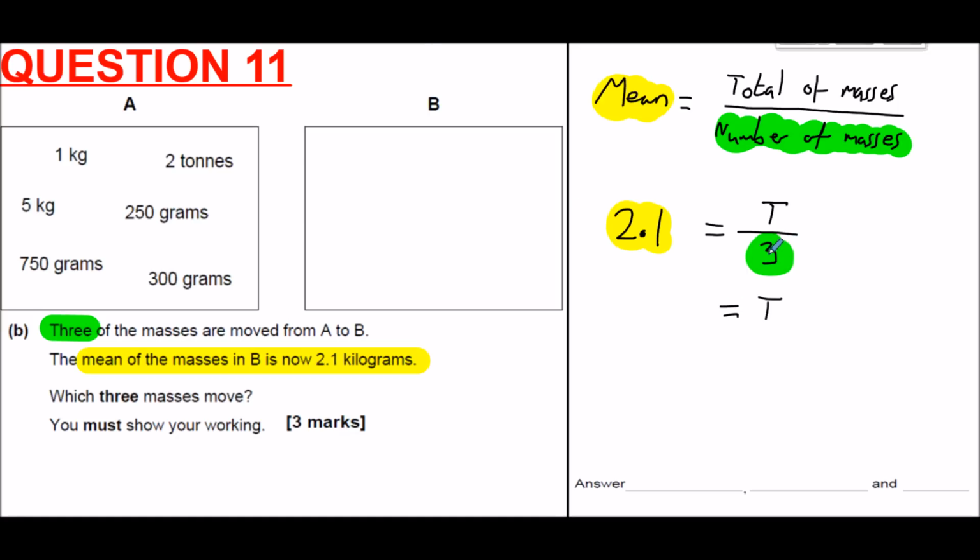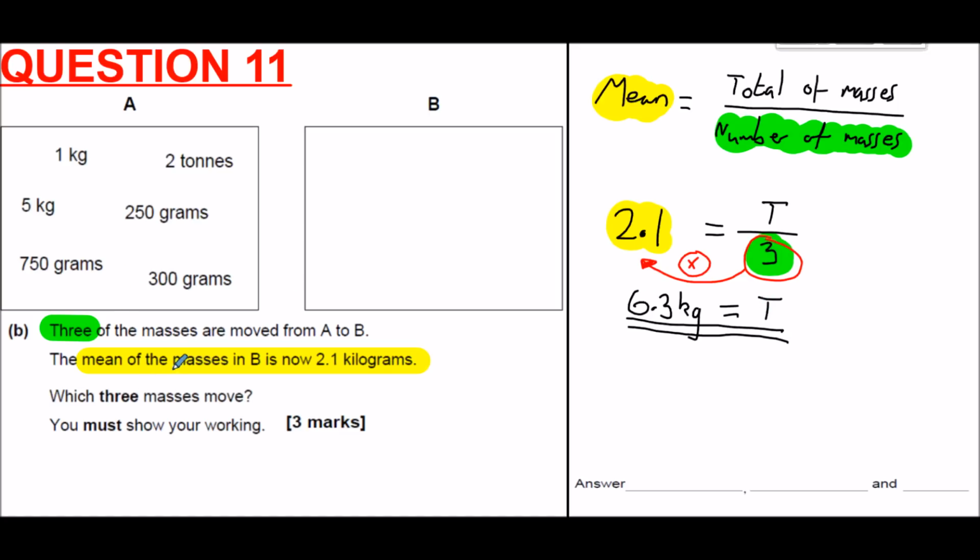That 3 is dividing the T above it. To have T on its own, we need to get rid of this 3. Opposite of dividing by 3 would be to multiply. When we swap side, we swap sign. So T would equal 2.1 multiplied by 3. That tells us the total weight in B must be 6.3 kilograms.